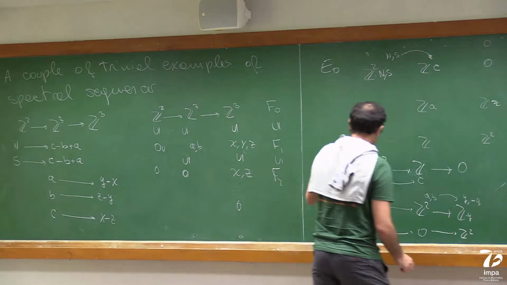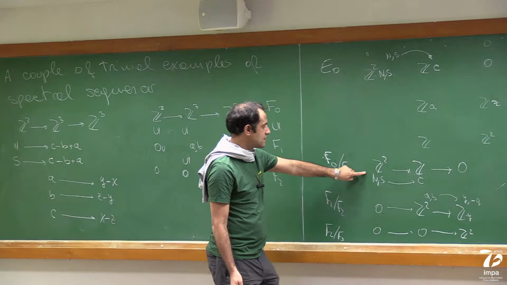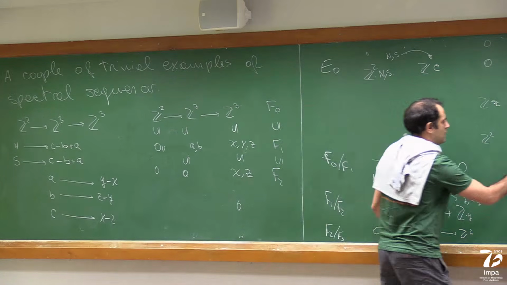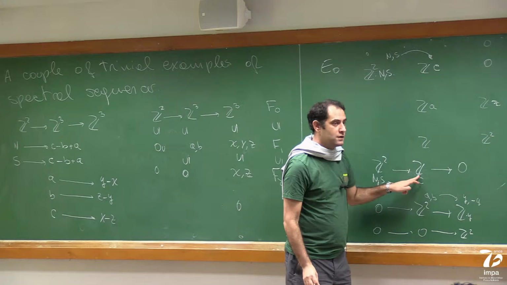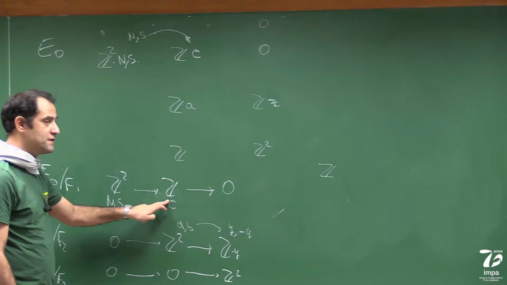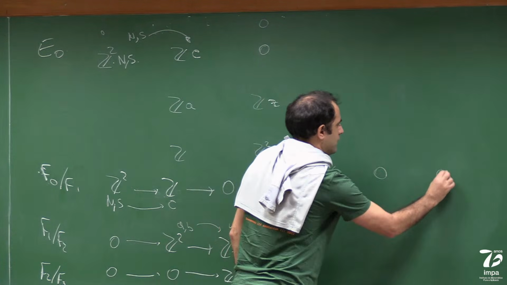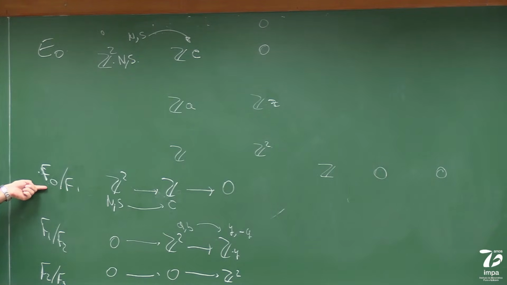Okay, so the E0 term is this complex. Let's compute the homology of this complex. And we see the kernel of this map is just N minus S. So I get a Z. This map is surjective. So the kernel of this thing is all of Z, and the image is all of Z. So I got 0 there. And this guy was already a 0. So this is the only thing that survives in this graded piece.